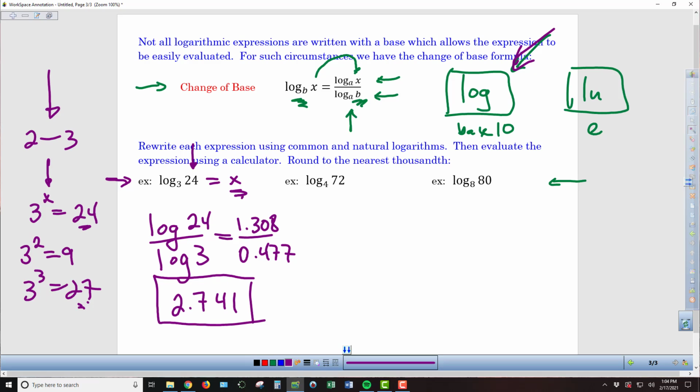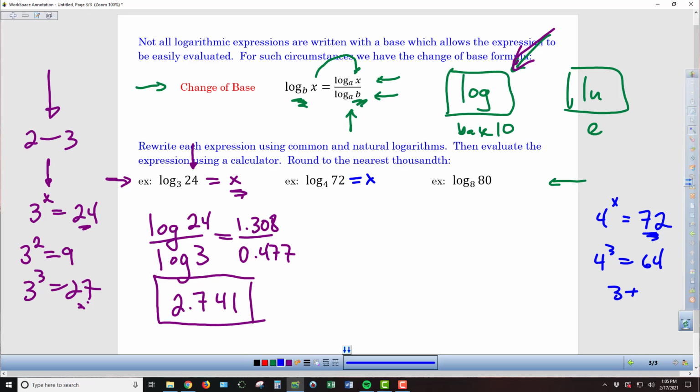2.741 definitely satisfies that. For the next one, if we do the same sort of expectation setting, so again, we can rewrite this in exponential form. So 4 to the x equals 72. And so we know 4 to the first is 4, 4 to the second is 16, 4 to the third is 64. 72 is a little bit bigger than 64, so we can expect that x should be a little bit bigger than 3. 4 to the fourth would be 256, so way bigger.